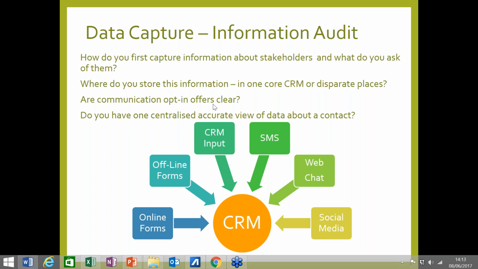Just reiterating on Paul's comments here, are your communication opt-in offers clear? Do people know what they're opting into or opting out of? We still sit on the fence with opt-in or opt-out, but what are you actually giving them the option to do? That's got to be clear. So it's worth evaluating that as part of your information audit. And do have one centralized, accurate view of your data. You might well have a CRM or database as the core central, but is the information in there adequate, up to date, and relevant, or does some of that need to be cleansed and archived?